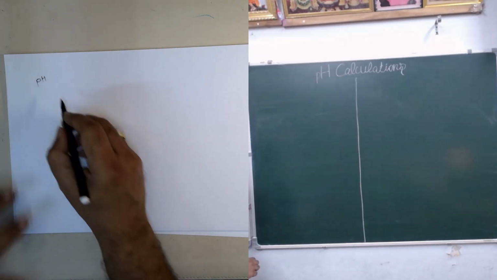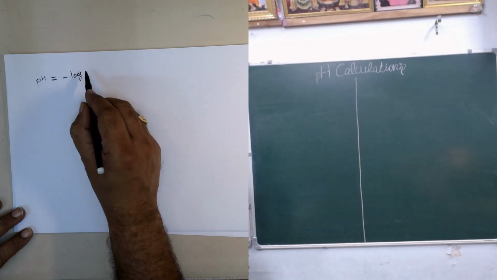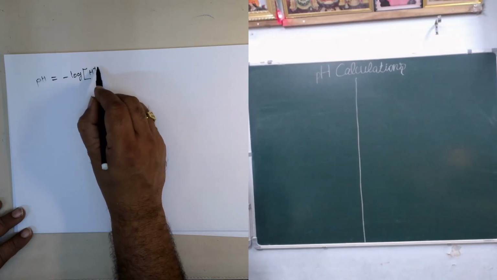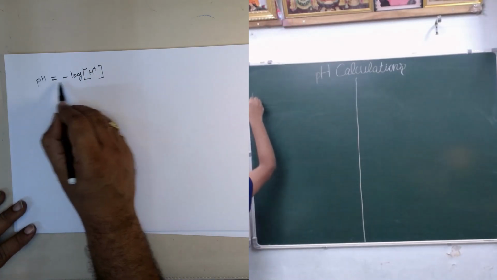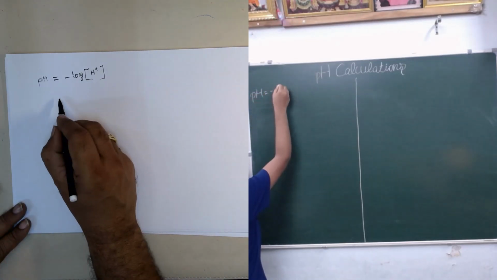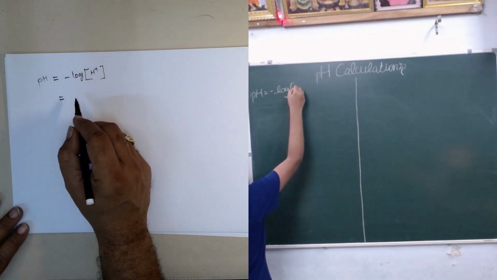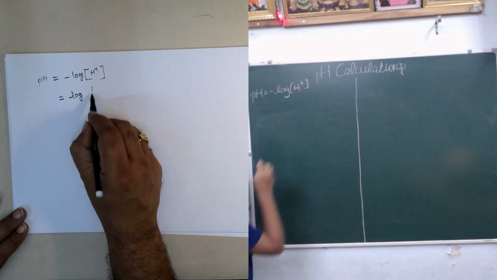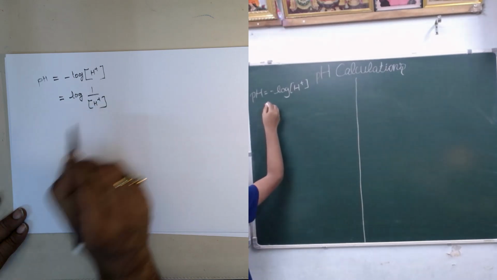pH is nothing but the negative logarithm of the concentration of H plus. So pH is equal to negative log of H plus. And this can also be written as log of 1 by H plus.